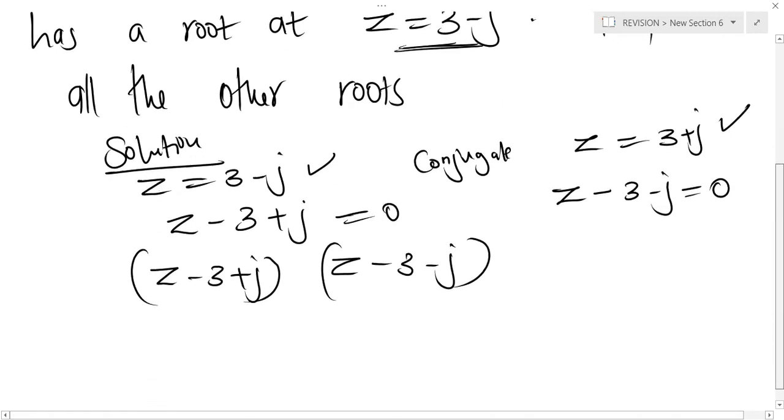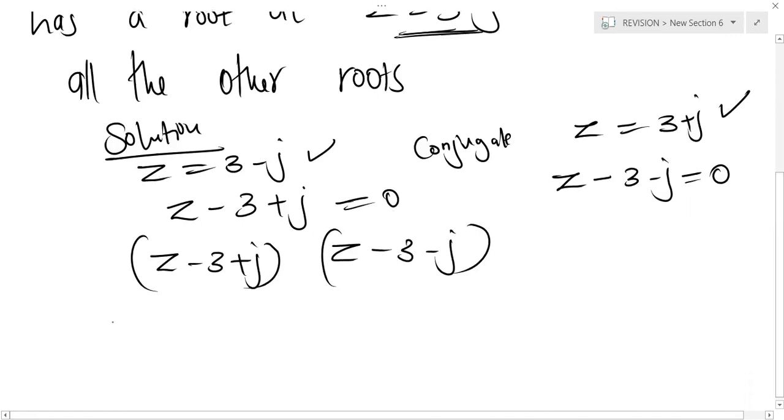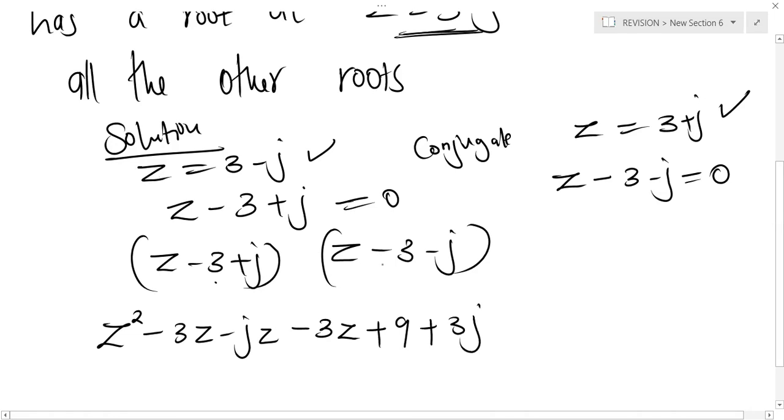So take z, use it to multiply this bracket. So we'll have z squared minus 3z minus jz. Take minus 3, use it to multiply this bracket. We'll have minus 3z plus 9 plus 3j. Take j, use it to multiply this bracket. We'll have plus zj minus 3j. j multiplied with minus j will give us minus j squared, and minus j squared is the same as plus 1 because j squared is minus 1.